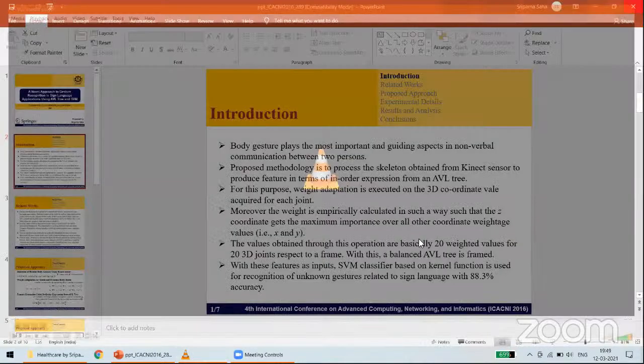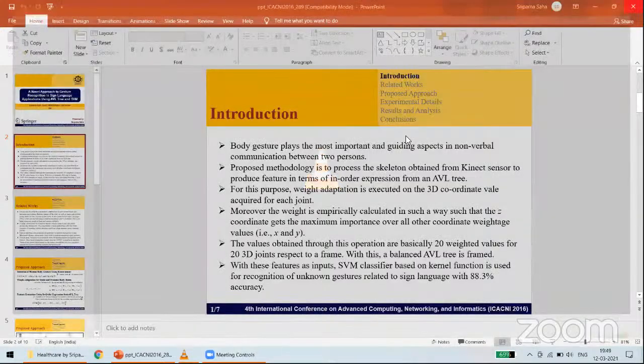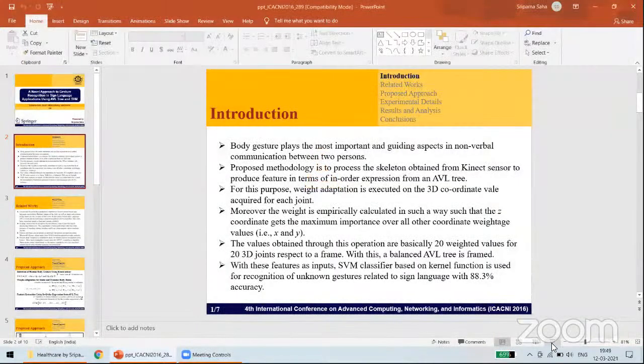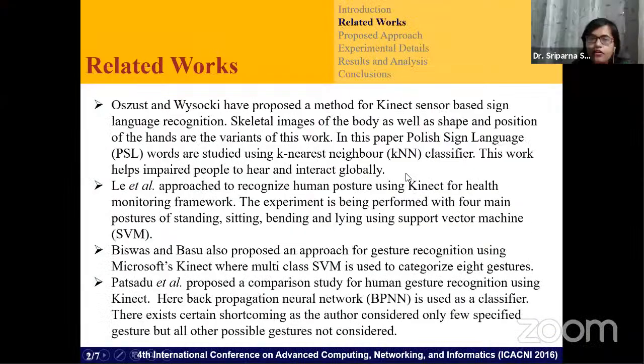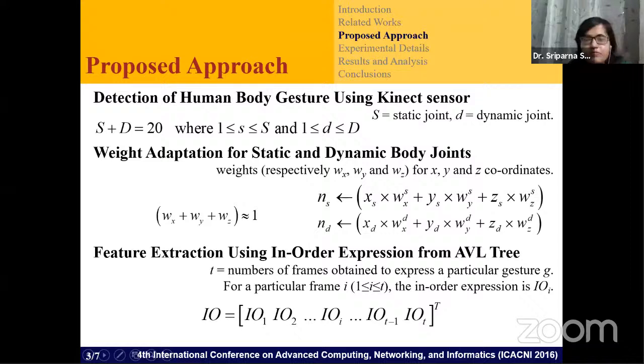So we have just checked what the Kinect sensor is and how it actually looks. That has already been shown to you, so we are not going to cover those things, as they will be in the slides. So we are moving to how the work has been done.